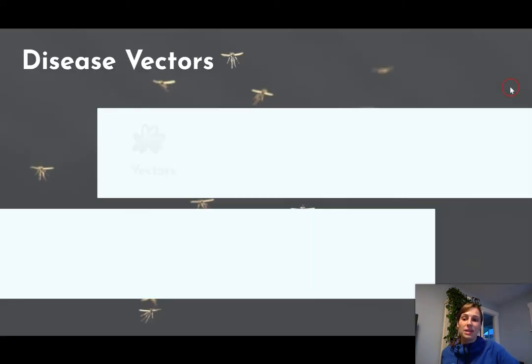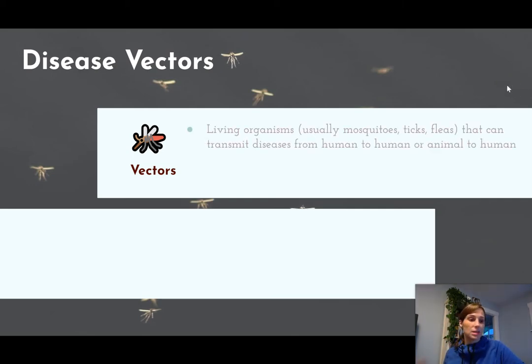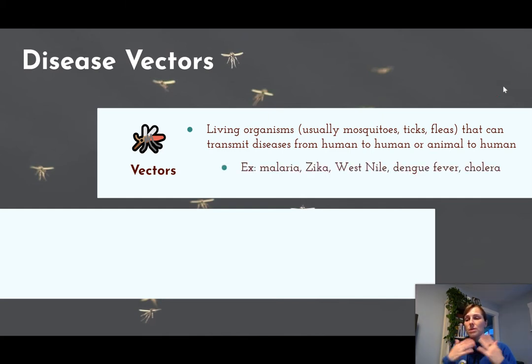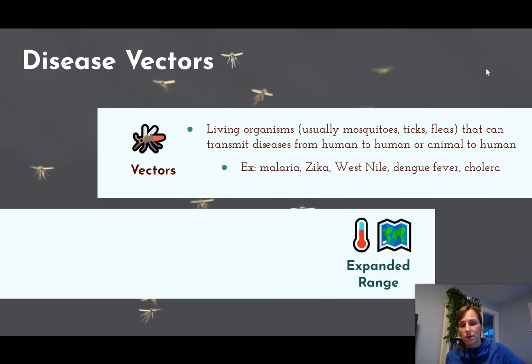Now, additionally, we're going to have these disease vectors. Remember that vectors are things like mosquitoes that carry infectious diseases that can be passed on. Things like mosquitoes, ticks, and fleas can transmit these diseases from human to human or from animal to human. Some of the diseases that we talked about in Unit 8, things like malaria, Zika virus, West Nile, dengue fever, and cholera, are all diseases that mosquitoes are able to pass.